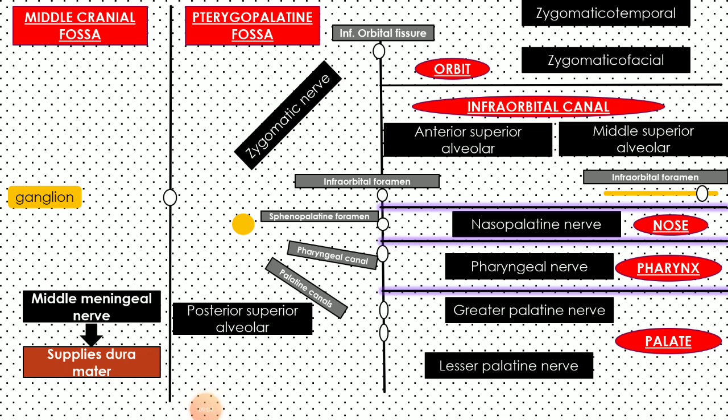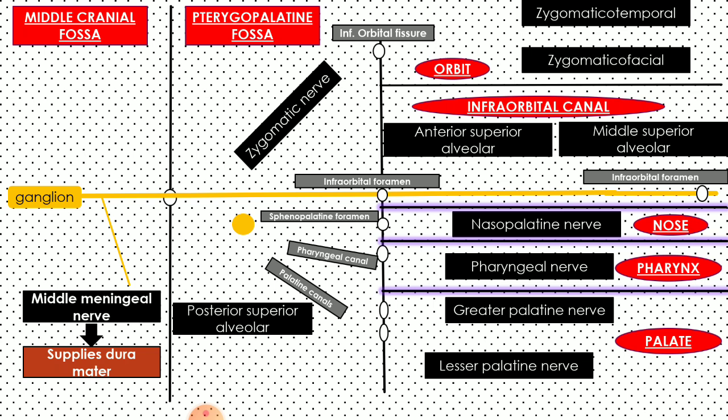Now this is the flow chart depicting the entire extent of the maxillary nerve from cranium to face. So the general direction of the maxillary nerve is from the ganglion to the face through the infraorbital foramen. Now we will see each branch in each area in detail. In the first compartment we can see the middle cranial fossa. So in the middle cranial fossa, the maxillary nerve, before exiting the cranium, gives one branch which is called the middle meningeal nerve.